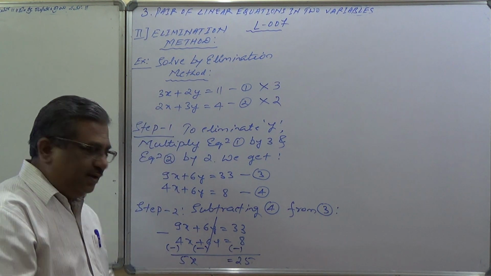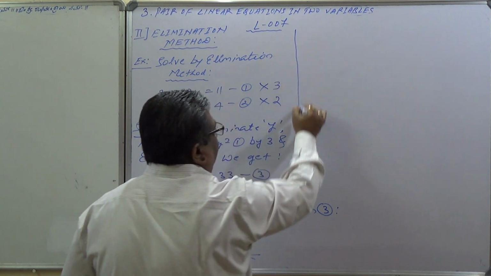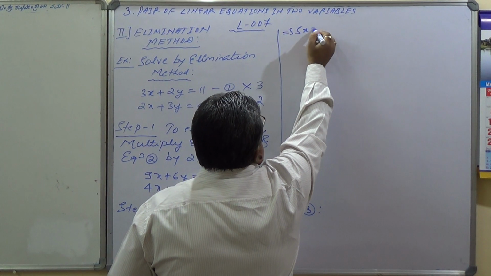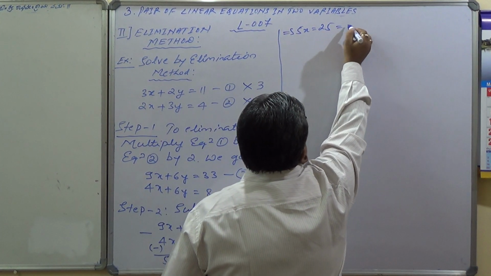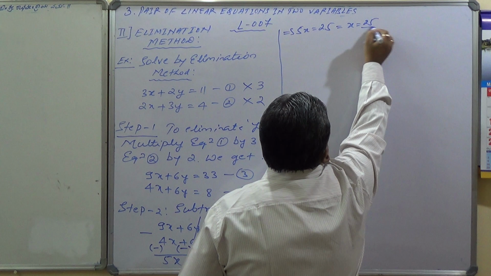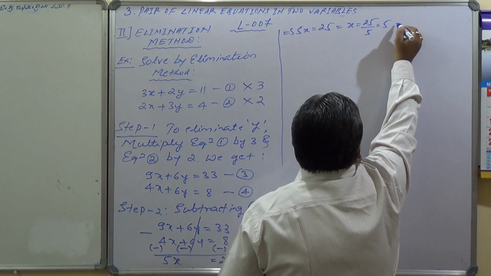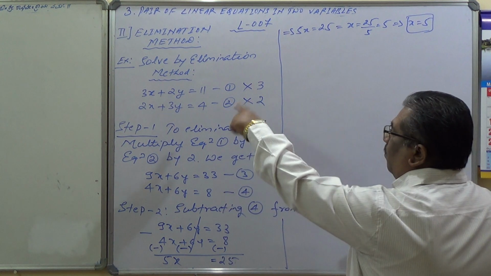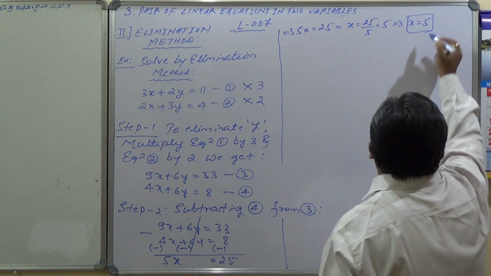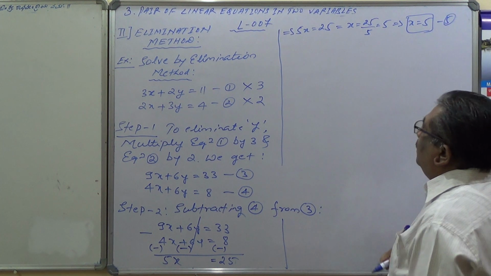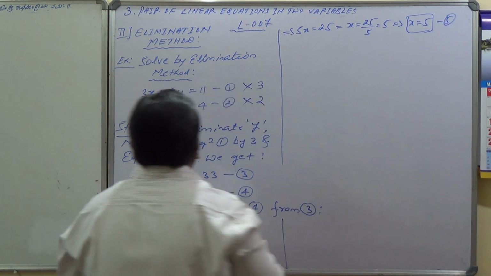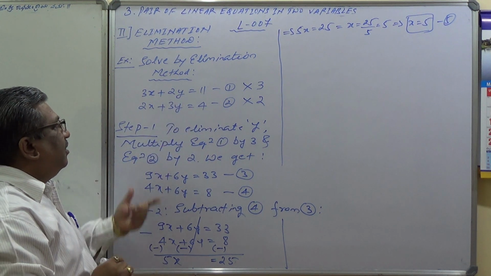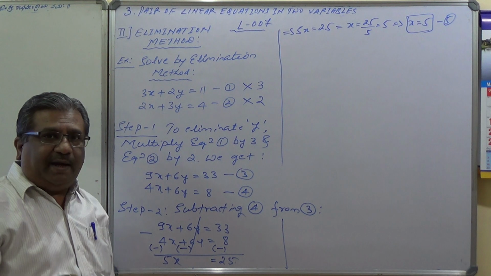Are you able to understand? Therefore, 5x is equal to 25, implies x equals 25 by 5, which is 5, implies x equals 5. Take this equation as 5. Now substitute x equals 5 in either of these two equations 1 and 2 in order to get the value of variable y.